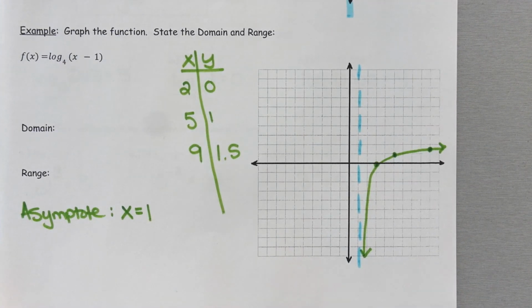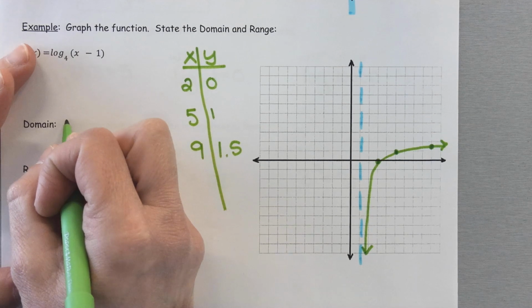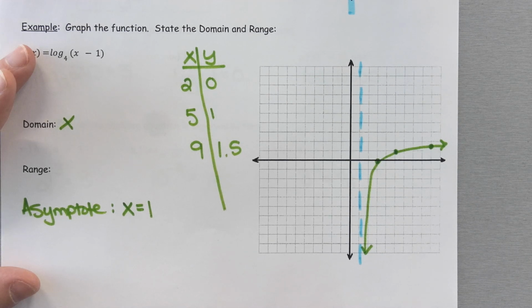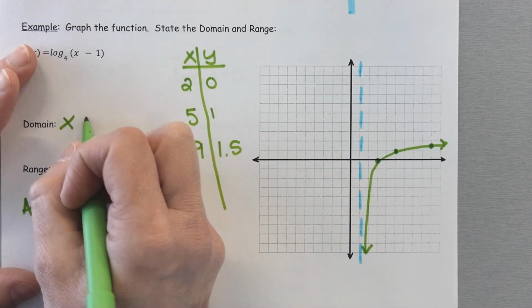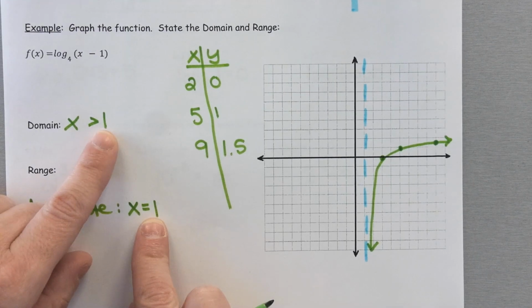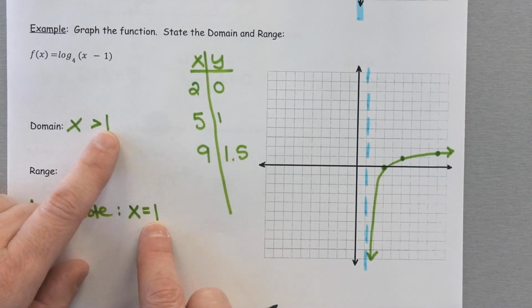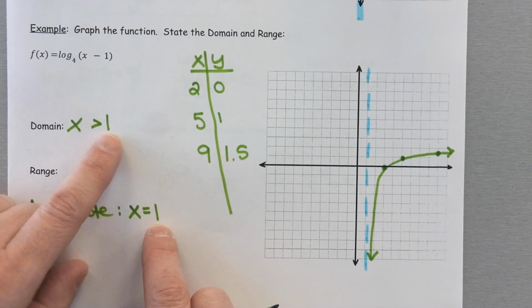Okay, domain. Let's look in terms of left to right. Do I have any graph over here? No. Not so much here, right? Where does it start? In terms of domain, my x values are all bigger than what? 1. Than 1. Remember we talked about before that the asymptote and the value in part of my domain and range, they're going to be the same. They're going to be a match.